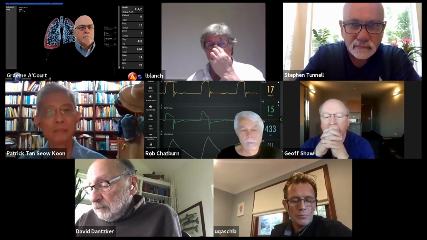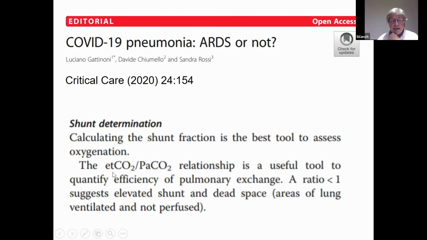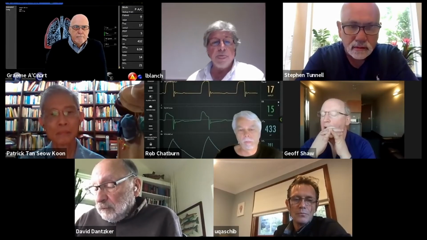Gattinoni on this, one of the earliest publications about COVID, recommended end-tidal CO2 as a function of PaCO2 relationship as a useful tool to quantify efficiency of pulmonary gas exchange in the days to come. For what reasons? Again, shunt and dead space, because a little bit it combines both. So it is again interesting.